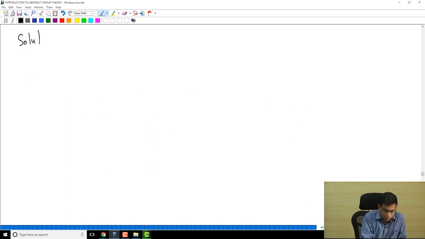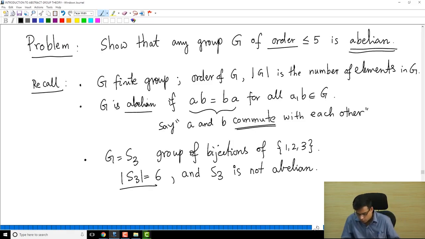So, let us solve it. The basic idea of the solution is the following. We are going to show essentially that if a group has 5 elements or less, there are just not enough elements for a pair to not commute with each other. Remember that if a group is not abelian, it must be the case that there exist 2 elements that do not commute with each other.